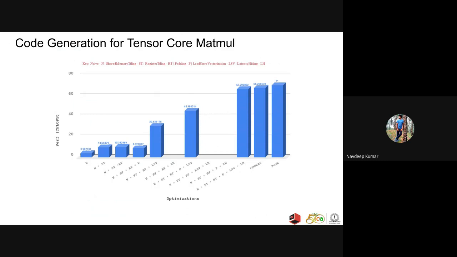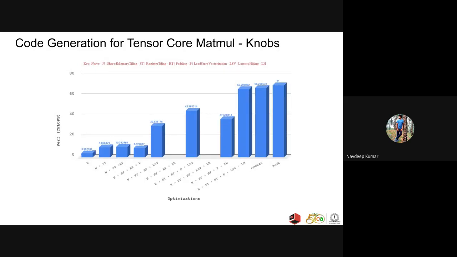This gives us around 67.2 teraflops of performance, while cuBLAS had 68. So it's really close, and the device peak is 71 teraflops. Now what we can do is try to enable and disable each of the optimizations and see what they bring.